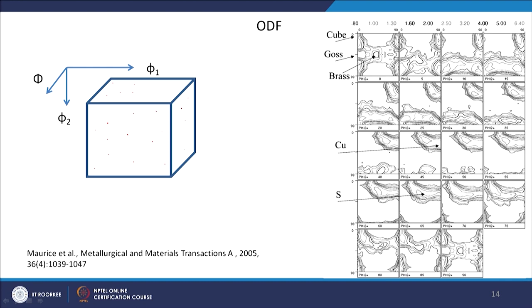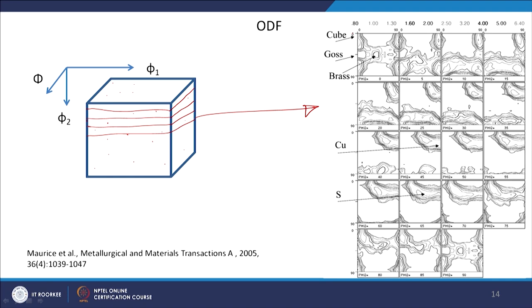Now, looking at a three-dimensional space will always be a difficult prospect, okay. So, what we will do is we will take slices from this three-dimensional space, let us say at 5 degree, okay. So, we will take the slices, and in the slices we will see that whichever orientations are falling on that will be shown here, okay. So, this is what is shown here.